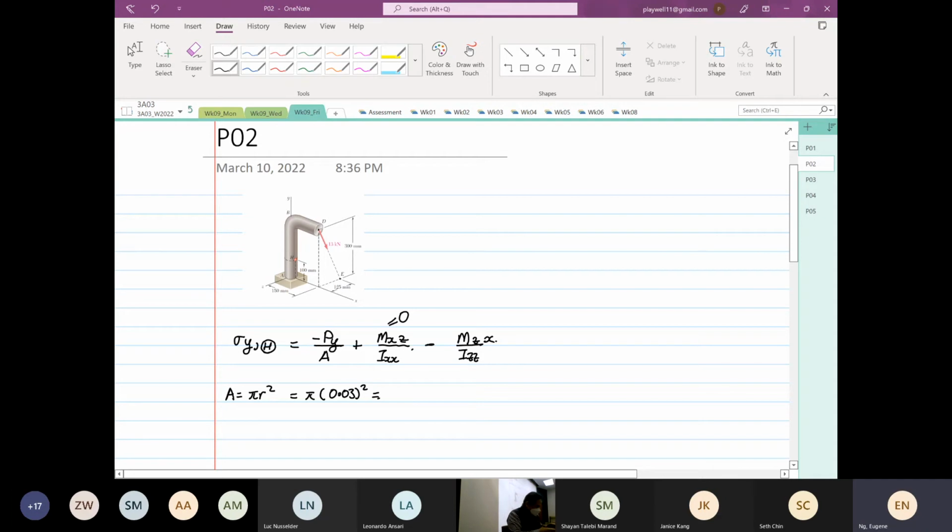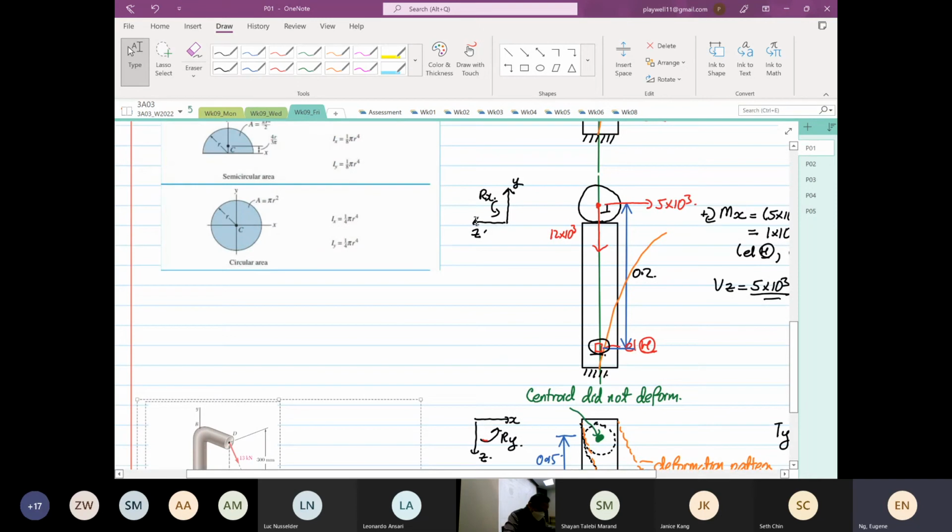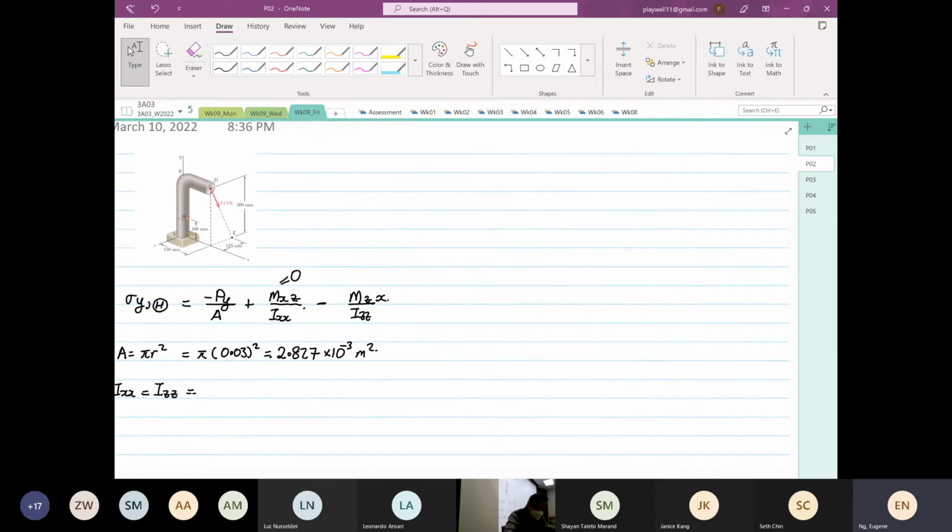So this will be equal to shift pi, hold on, 0.03 squared. So it's equal to 2.827 times 10 to the power minus 3 meters squared. Okay. And we know that Ixx is equal to Izz for the circle. So if I were to pull out the formula sheet, this is from the formula sheet that you will be getting, that you have seen before.